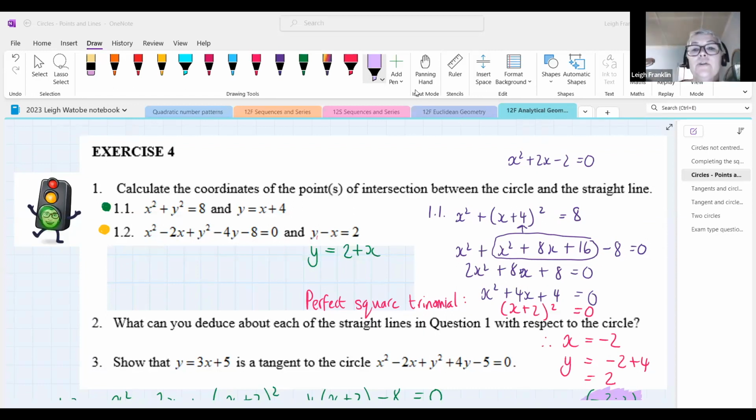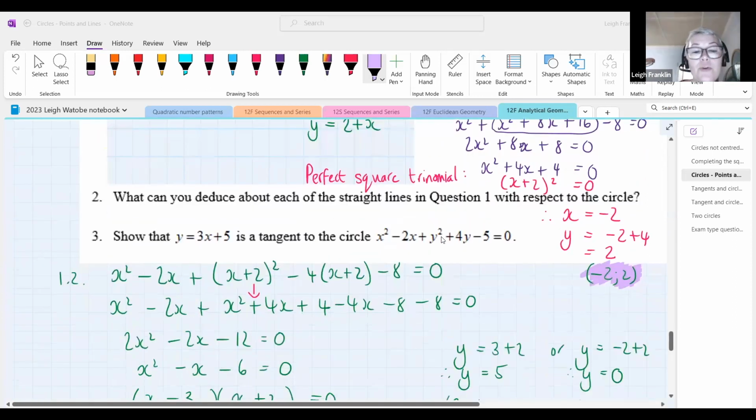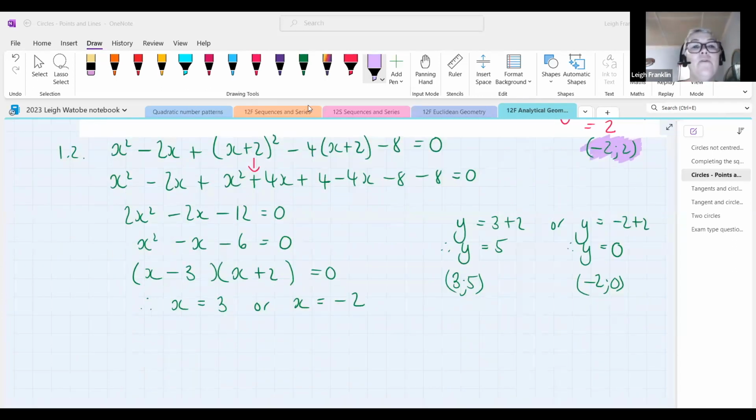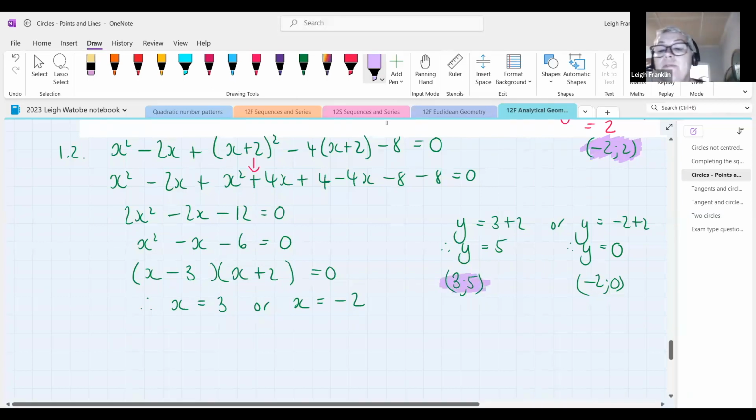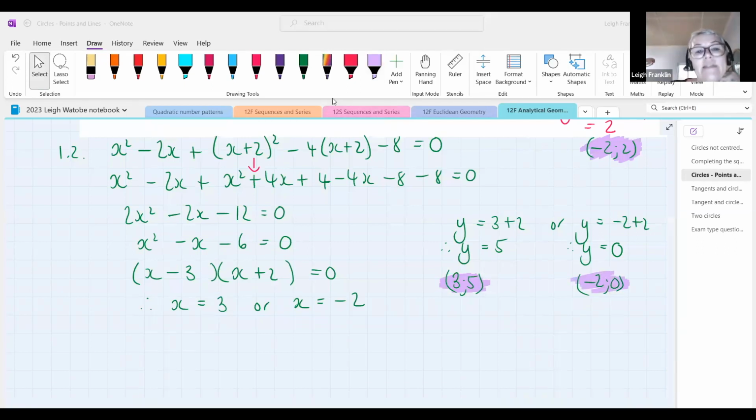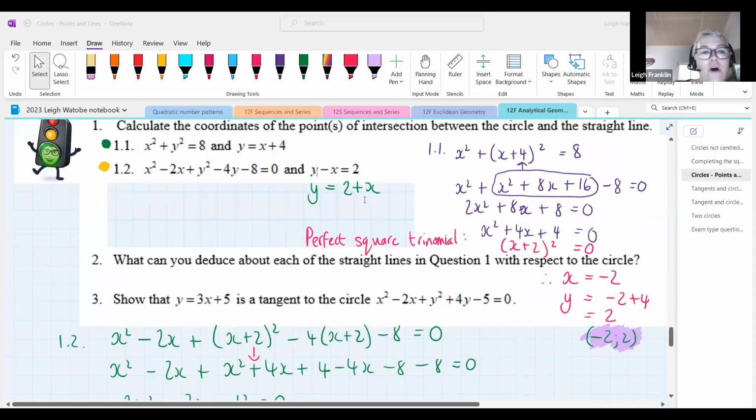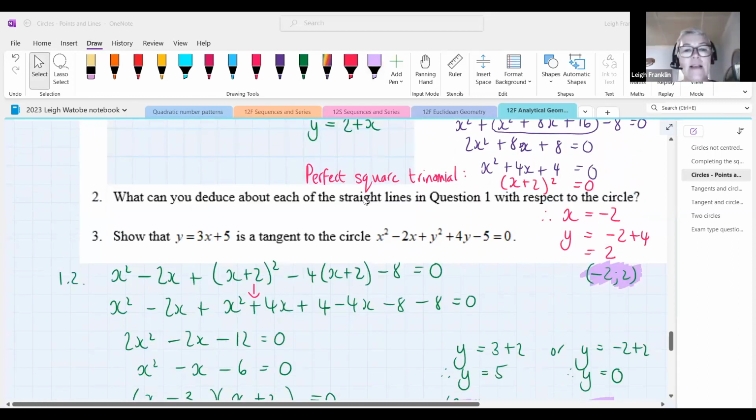Okay, very good. In question 1.2, we can see that we have two pairs of solutions. So we have the point 3 and 5, and we have the other point minus 2 and 0. So what can we say about the line in 1.2? What is its relationship with the circle? Yes, lovely, everybody. It's a secant. Good. Perfect. It certainly is. Well done. Lovely, Matrix. Good stuff. Okay, so now we have practiced the basics.